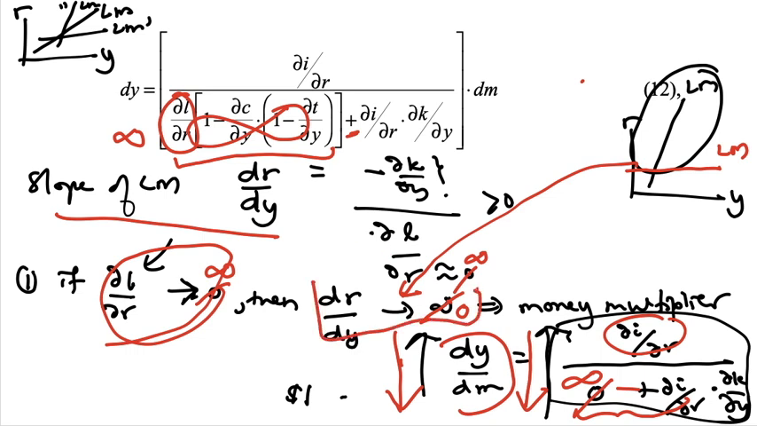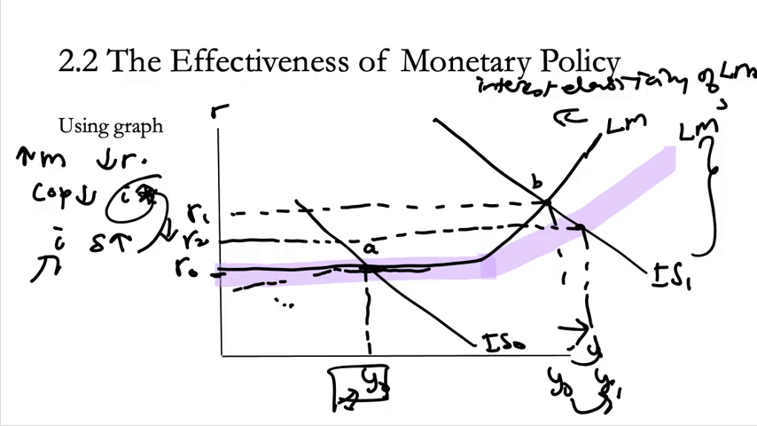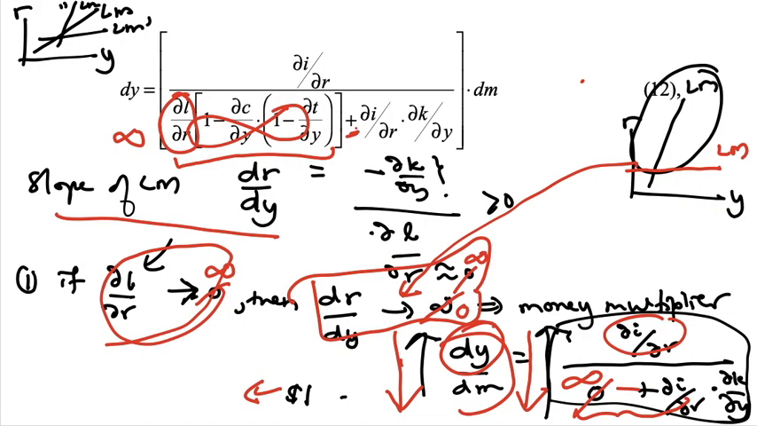Look at the red, yeah? Because the slope becomes zero, the slope of LM becomes zero. And then the money multiplier as a whole becomes smaller. What does it mean when the money multiplier becomes smaller? If you put $1 or £1 of money supply increase, the change in income, which is this, is very, very small. That's why when LM is flat here, in fact, there is no change in income because it's too small.